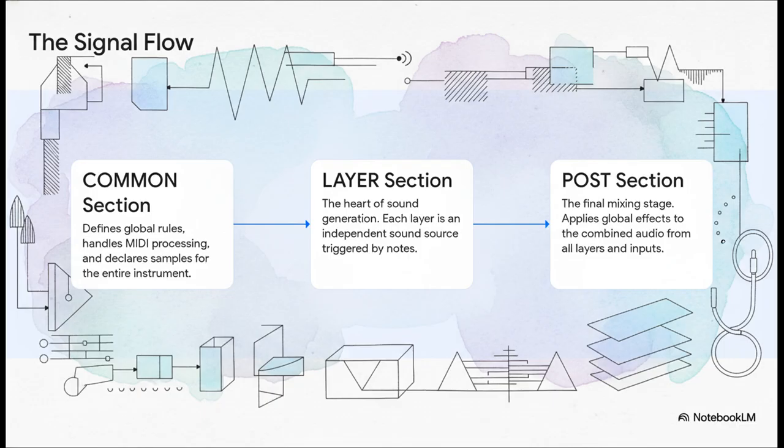Then you have the layer sections. Each layer is like an individual musician in your orchestra. It's a totally independent sound source that gets triggered by a MIDI note. This is where the magic happens, where you're either generating waveforms or playing back samples. And finally, all the sound from all those layers gets funneled into the post section. This is your final mixing desk. Now you're the mastering engineer, applying those global effects like reverb or compression to the whole shebang.